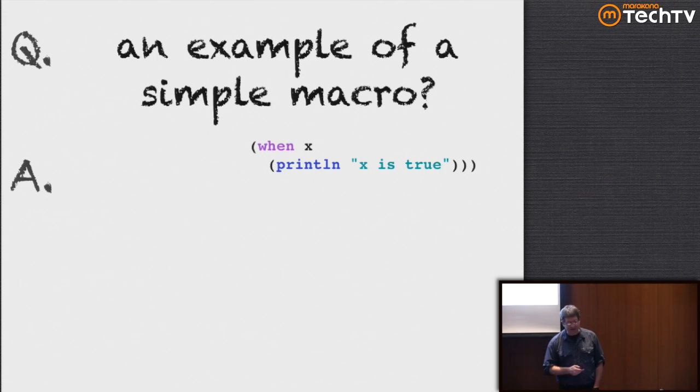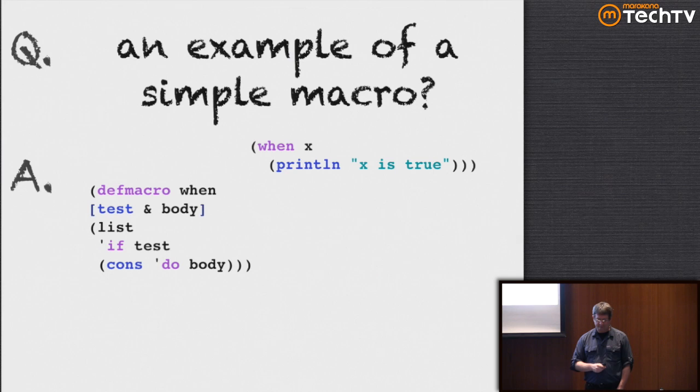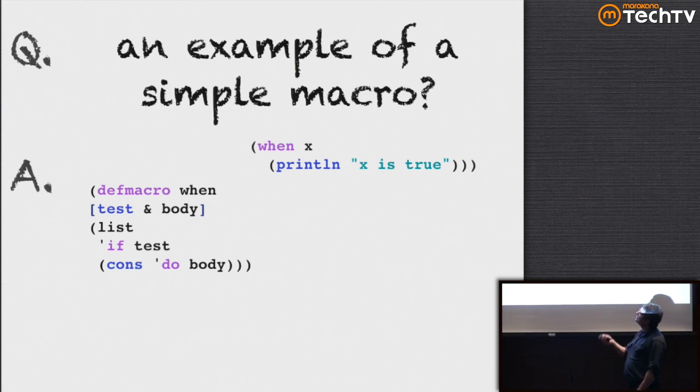Let me show you an example of a simple macro. So let's say that I want to say, when x is true, then print this stuff. Turns out that when does not exist in the language yet. So I can build it by creating a macro. This defmacro says take in a test and an optional body. That's what the paren means, is the rest of this is optional. So I can take in an optional body.